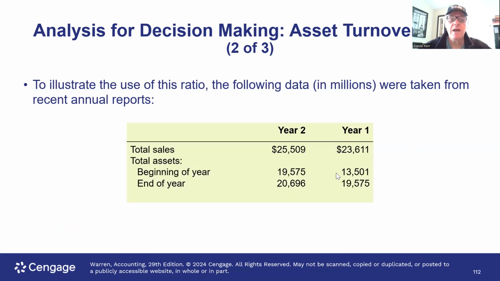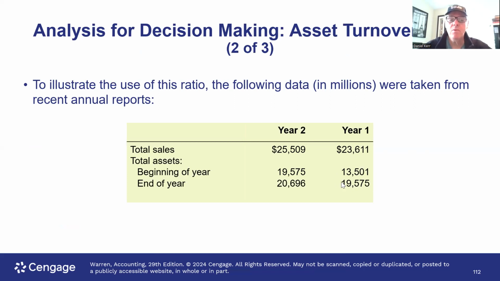So here's the little fact pattern that we're given. You look on the surface here and say, oh, well, it looks to me like year 2 is more profitable because we must have had more sales. Look, the sales went from 23 up to 25. These are in millions, so roughly a $2 million difference.